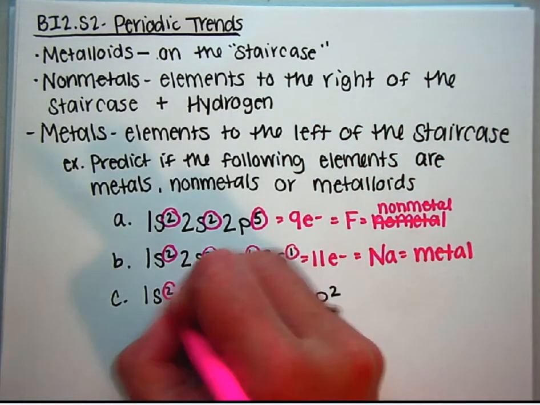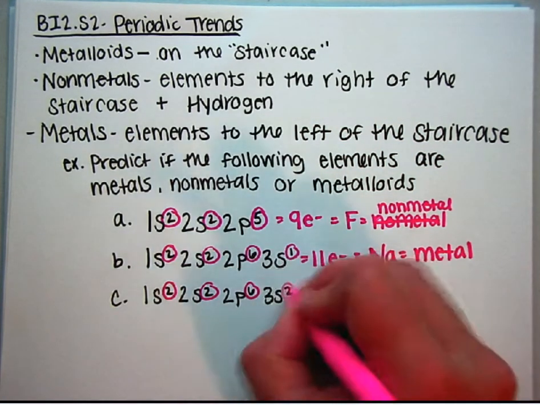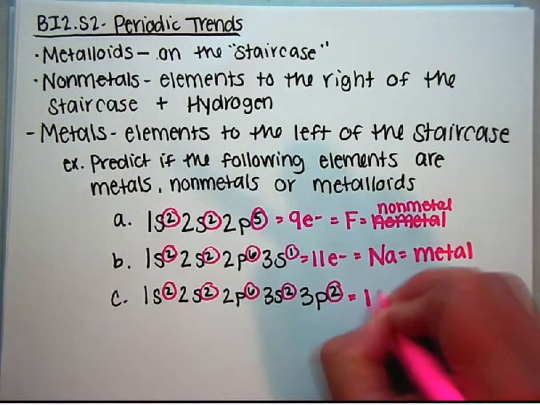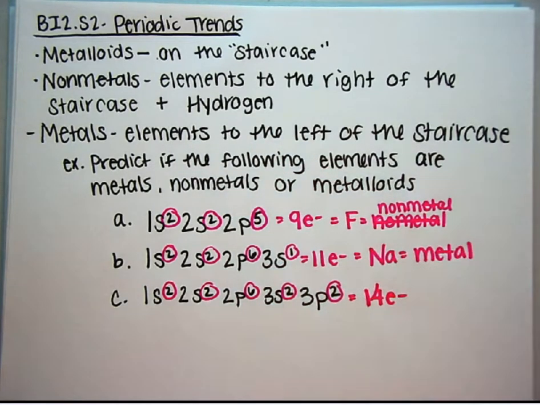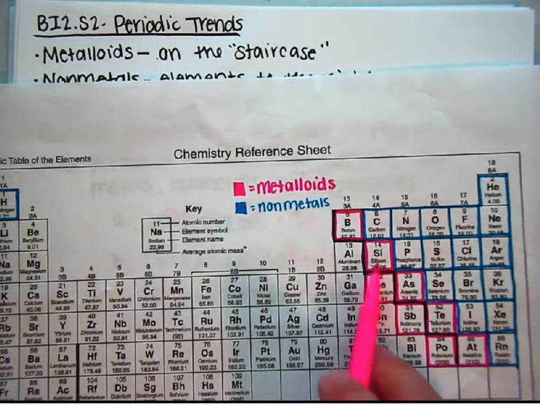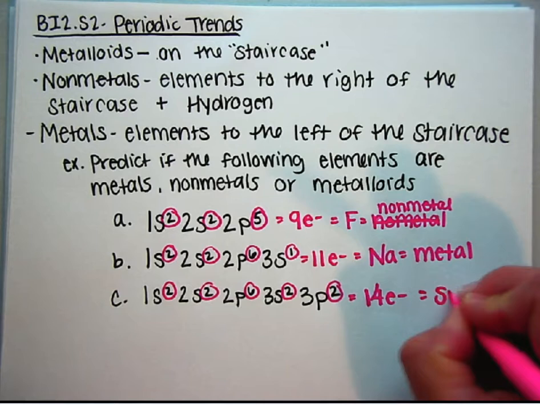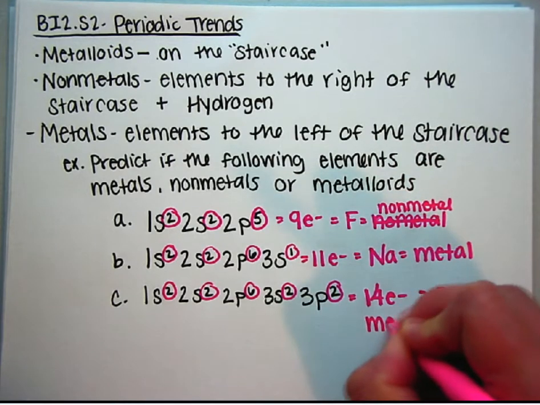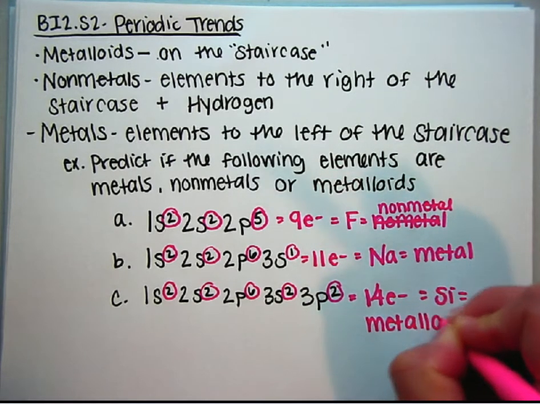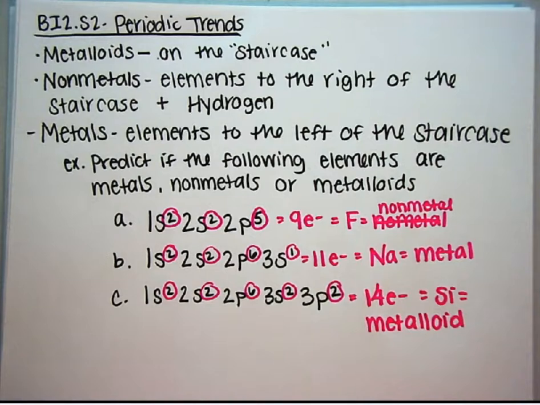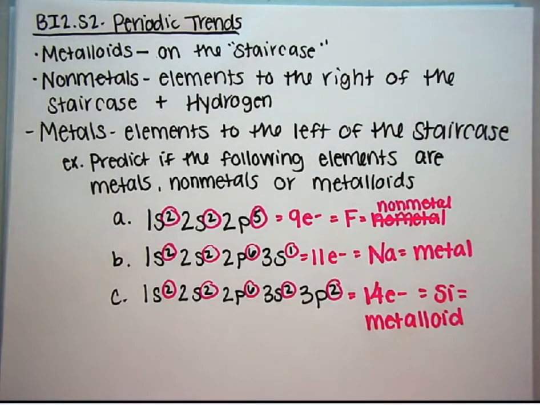C, 2, 4, 10, 12, 14. If I look up atomic number 14, this one is silicon, silicon, atomic number 14. It is on the staircase, so it would be a metalloid. So again, based on an element's location on the periodic table, we can tell if it is a metal, nonmetal, or metalloid.